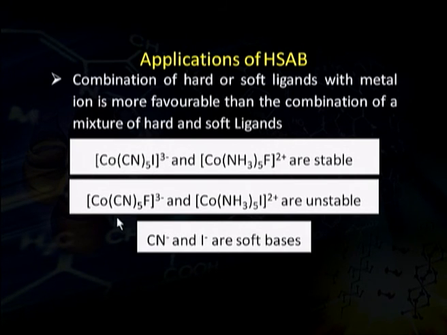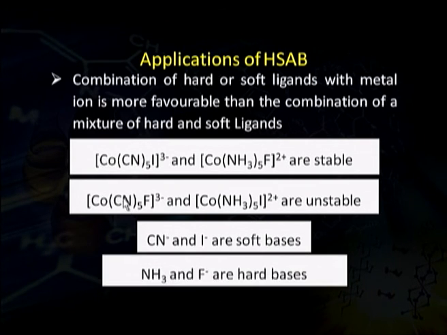But in the case of these two other complexes, where cobalt is attached to cyanide and fluoride, and in the second complex cobalt is attached to ammonia and iodide, these two complexes would be unstable because cyanide is a soft base whereas fluoride is a hard base. So, here the metal ion is attached to two different types of bases, so it would be unstable. Similarly, here also ammonia is a hard base while iodide is a soft base. So, again cobalt is attached to two different types of bases, one hard and one soft, so the complex would be unstable.